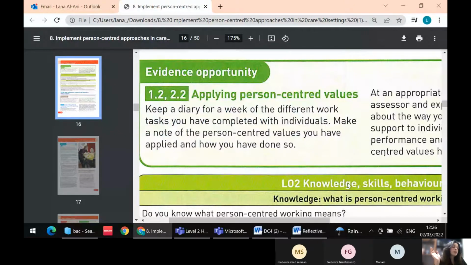Well, I just explained it to you, to be honest. Same thing. So to answer this question, I'm going to answer it as if I'm the student. Because it's personal values, you need to talk about yourself. So I would say when I first started working in my nursing home, the first thing that came to my mind was to keep a diary.